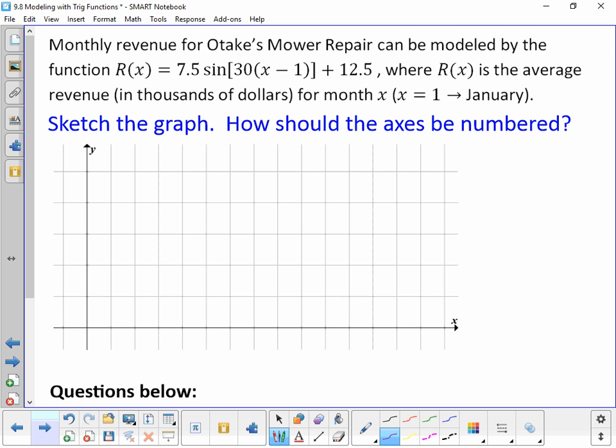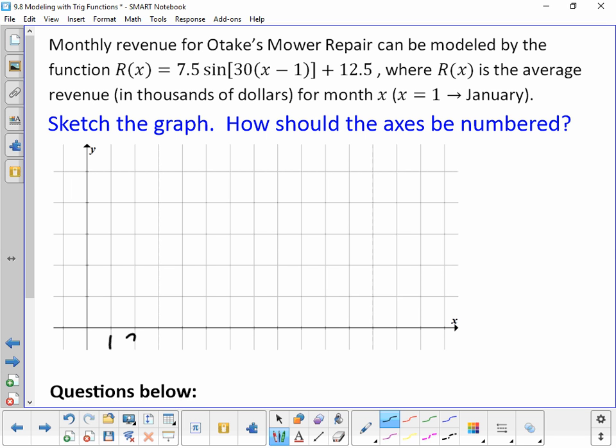The monthly revenue for Otake's mower repair can be modeled by the function r of x equals 7.5 times the sine of 30 times the quantity x minus 1, plus 12.5, where r of x is the average revenue in thousands of dollars for month x. X equals 1 is going to correspond to January. So on our x-axis, and it says to sketch the graph, and we'll answer some questions about it, but we need to know how to number our axis.